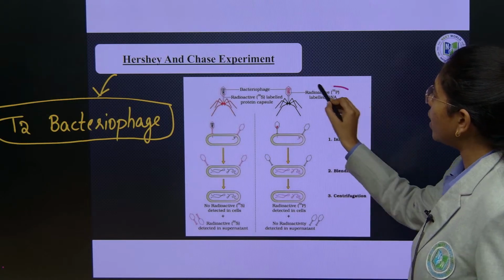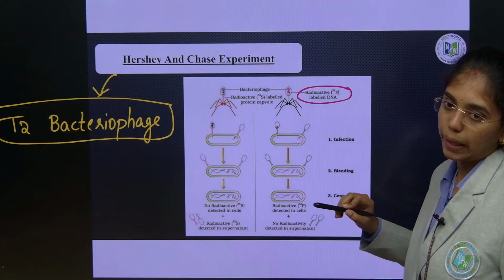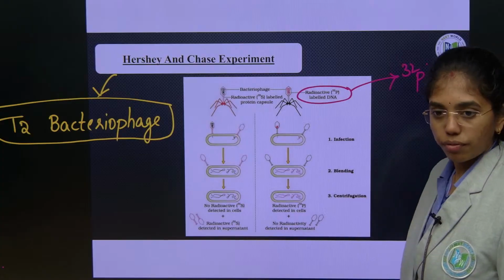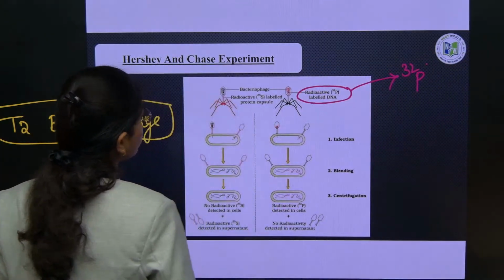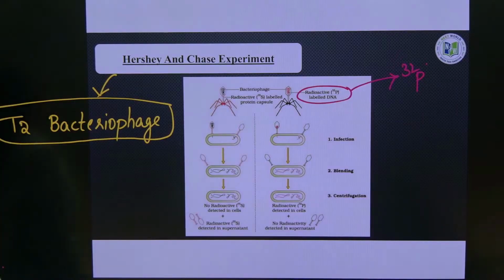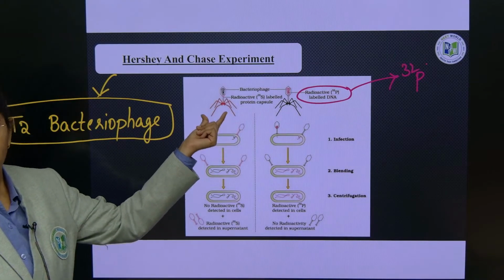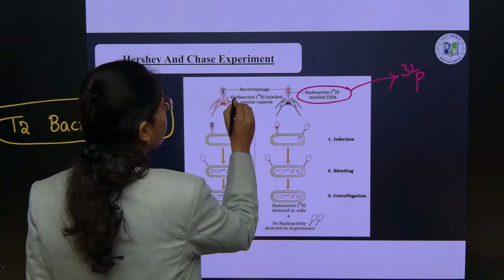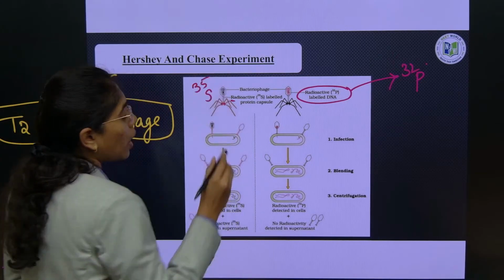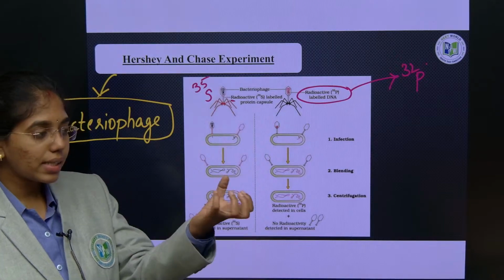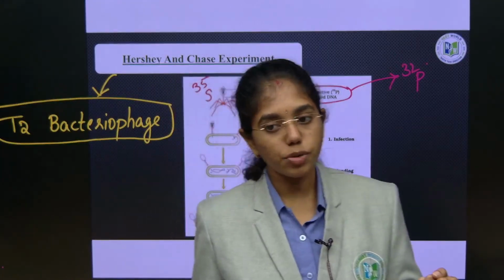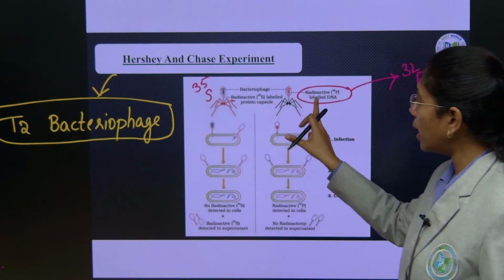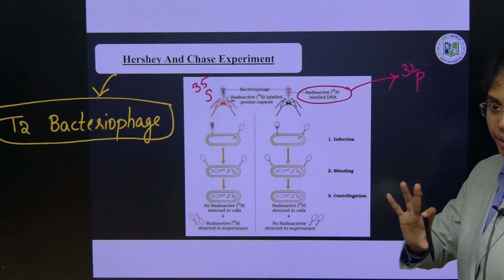A radioactive labeled phosphate is added to the DNA. What is the radioactive label? P32. In the same way, a radioactive isotope is given to the protein coat. The protein coat has amino acids, and sulfur-containing amino acids are present on the protein coat. The sulfur radioactive label is S35. Two such bacteriophages are taken. One is labeled at its DNA, the other at its protein coat. Protein coat labeling is S35. Genetic material labeling is P32. Clear, right? Radioactive labeling.